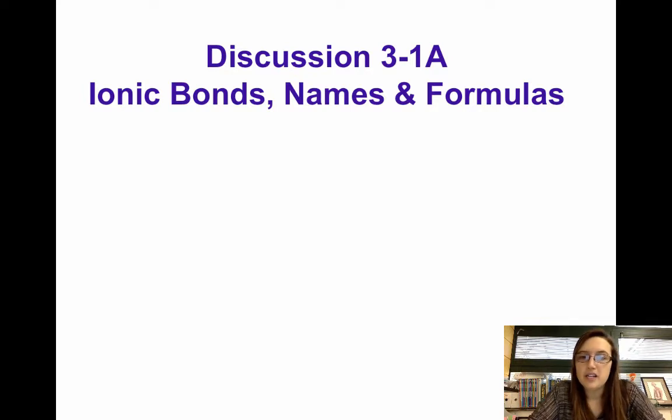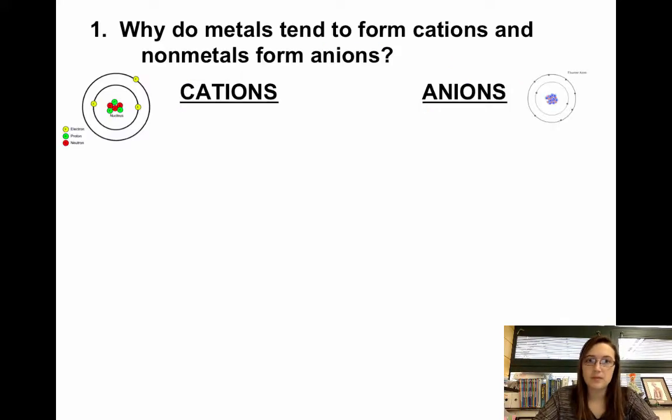In this video, which is discussion 3.1, we're going to talk about how to specifically write chemical formulas for ionic compounds. So before we talk about writing formulas, I want to just review why metals form cations and nonmetals form anions. So to start, let's look at cations.